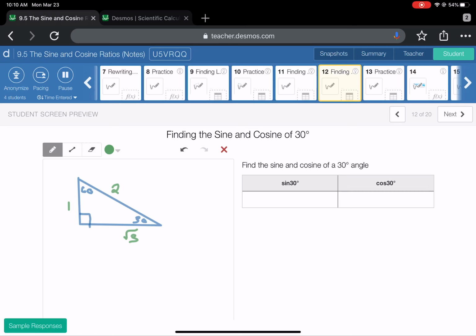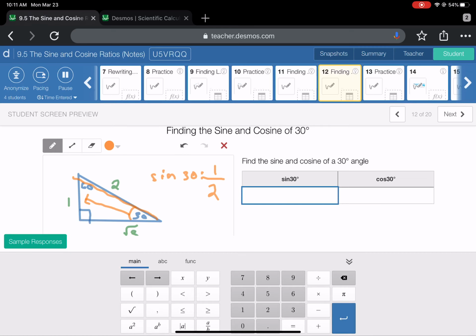So then here we're going to calculate the sine and cosine of 30 degrees. So what we're going to do here is to find the sine of 30. Sine of 30 is equal to the opposite, 1, over the hypotenuse, 2. All right, so that was pretty simple. We don't even have to use a calculator for that because we know that 1 over 2 is equal to 0.5, and then we need 4 decimal places, so I'm going to add 3 zeros.